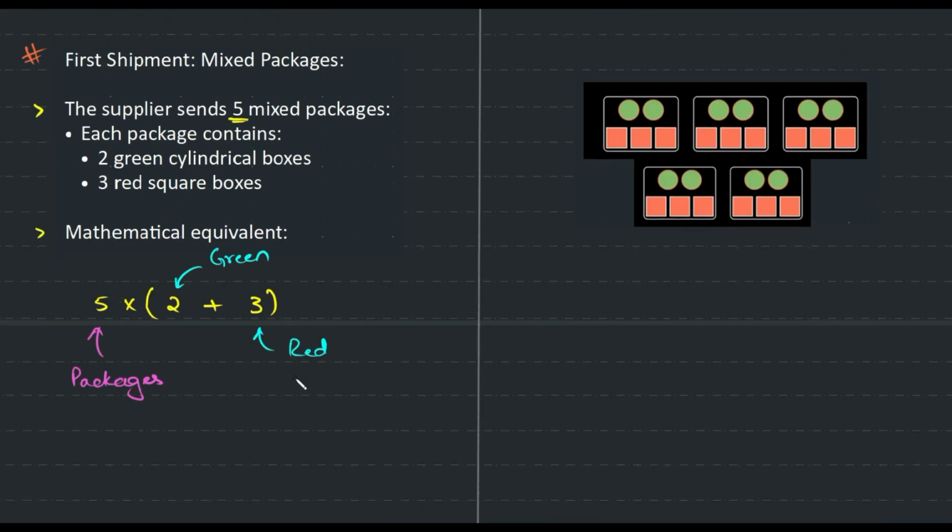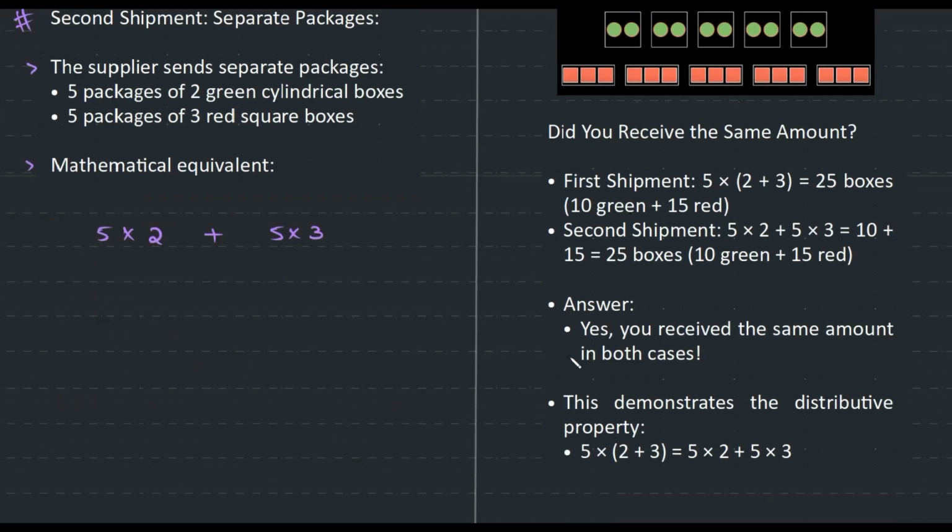So we received the same amount of boxes, but what was the difference? The packaging was the difference. How that person sent, in what way, that was the difference. Do you agree? So did you receive the same amount? Yes, we received the same amount. This demonstrates something called distributive property.